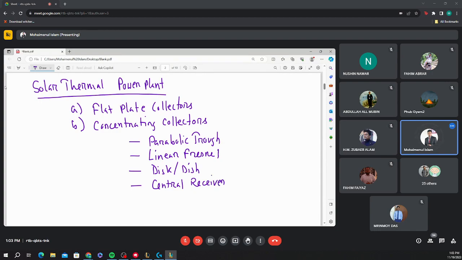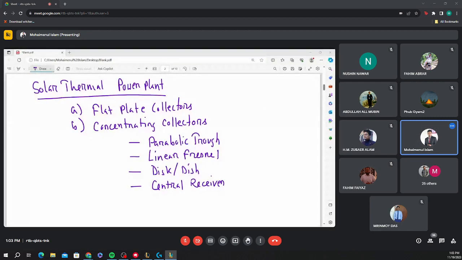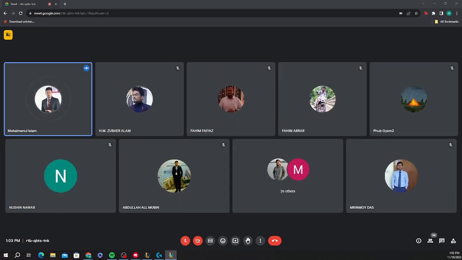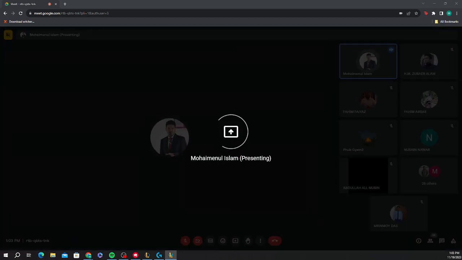So that means you need some mirror to concentrate the light in one point. That is the main objective. So if I want to show you some figure of those types of concentrator, I'm just sharing my screen again. So I hope it is visible to you.